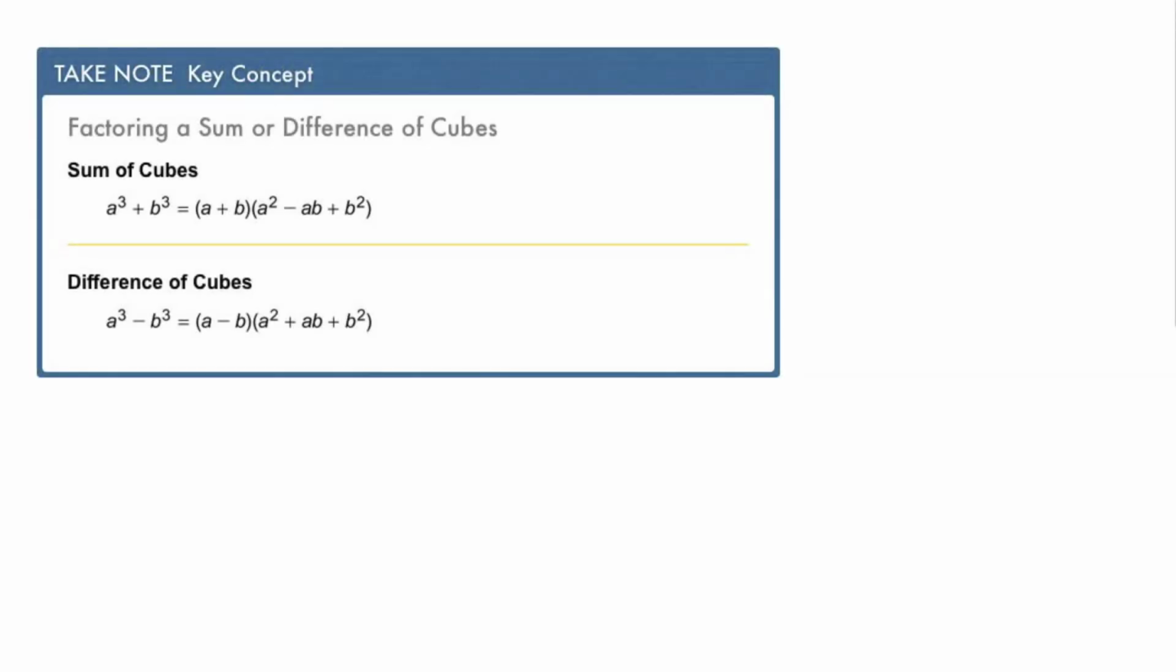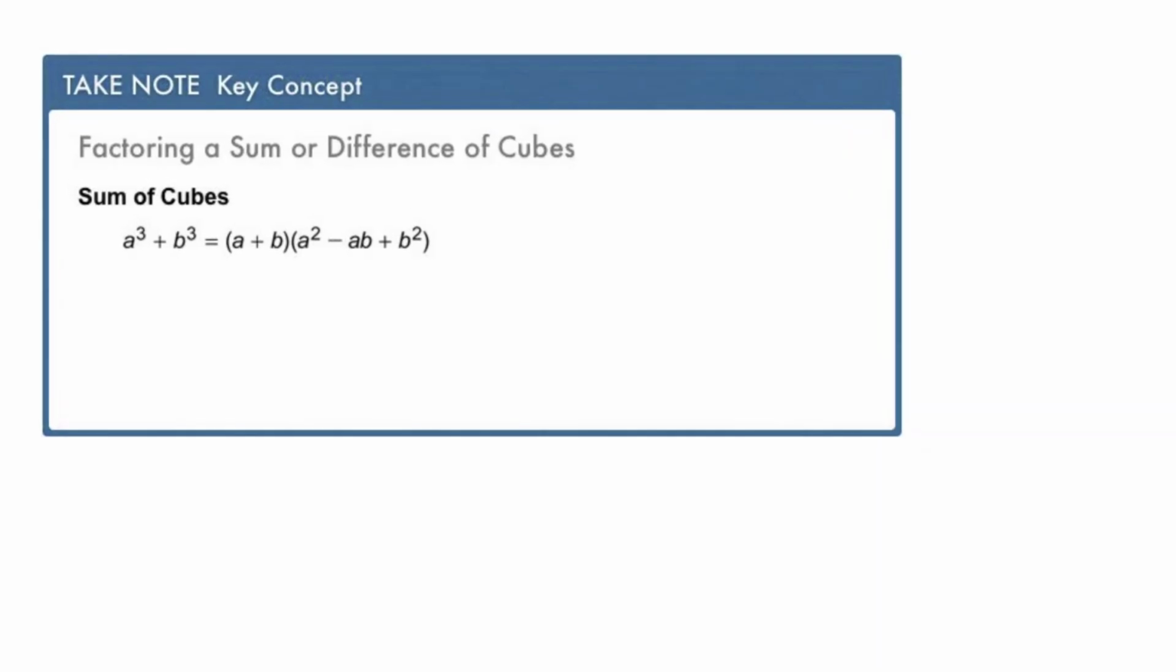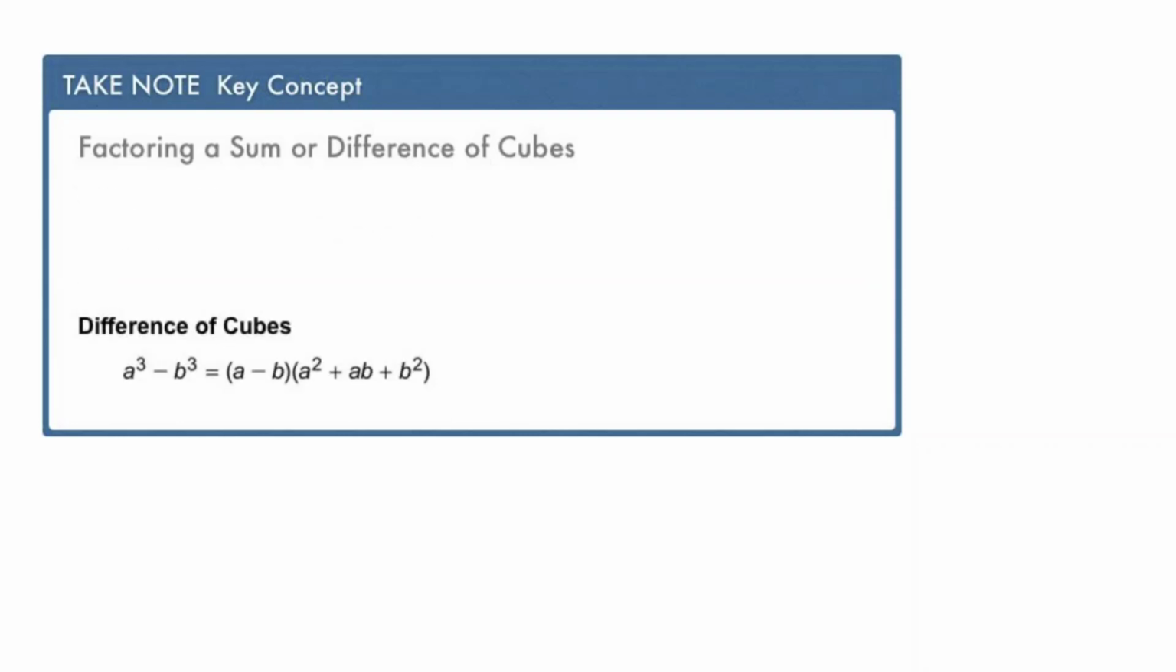Take note, key concept, factoring a sum or difference of cubes. First, a sum of cubes. A cubed plus b cubed can be written as the binomial a plus b times the trinomial a squared minus ab plus b squared. A difference of cubes. A cubed minus b cubed can be written as the binomial a minus b times the trinomial a squared plus ab plus b squared.